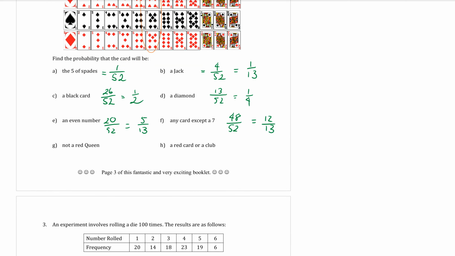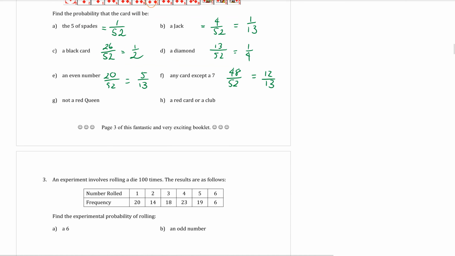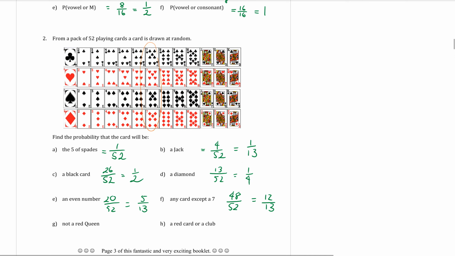No. G, not a red queen. So I don't want the red queens, so I'm going to cross them out. Cross out that queen, cross out that queen, but I want everything else. So there's only 2 cards that I don't want, which means that there's 50 that I do want out of 52. Simplify. 25 and 26? Yes. How do you simplify? You just type them in your calculator and press equals.